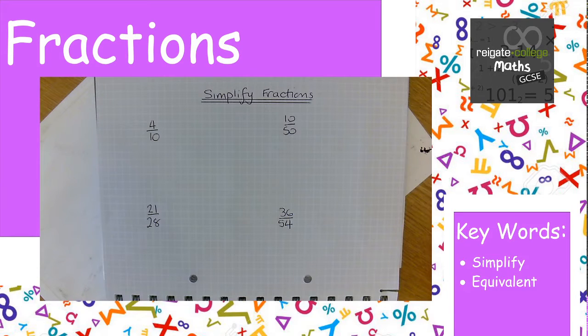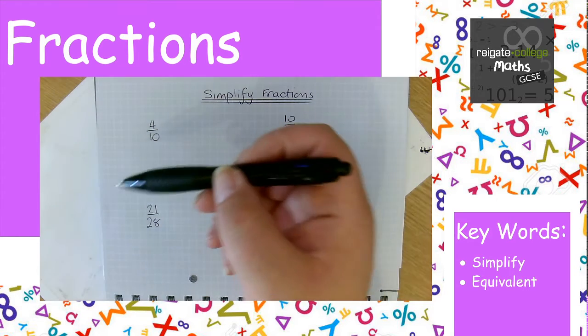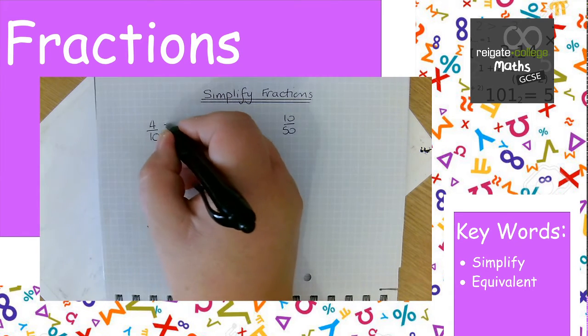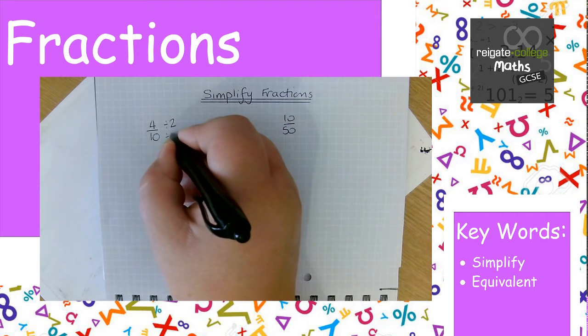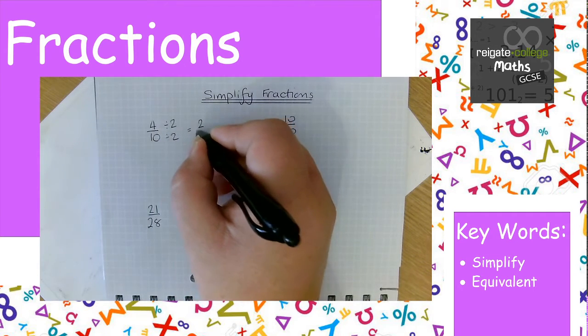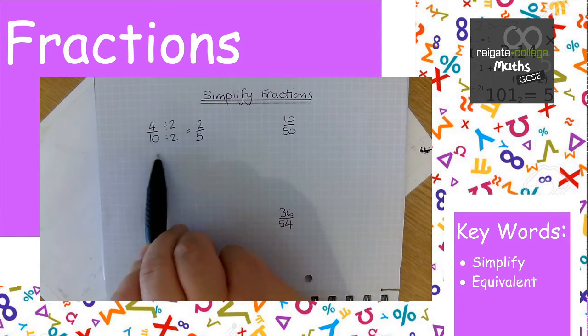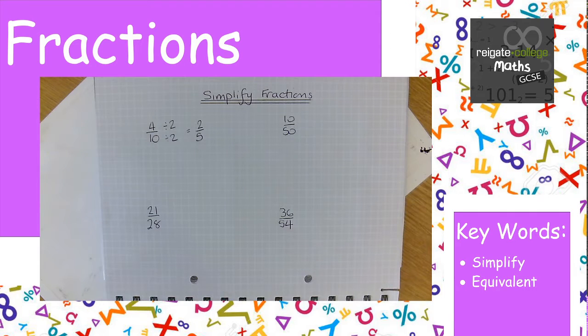Each of these fractions can be simplified by dividing the top and the bottom by the same number. I'm going to give you 4 examples here, starting with 4/10. I can see that both of these numbers are in the 2 times table. They're both even. So if I divide the top and the bottom by 2, I will simplify these numbers to 2/5. These fractions are equivalent because they have the same size, but they are simplified by using the smallest numbers possible.